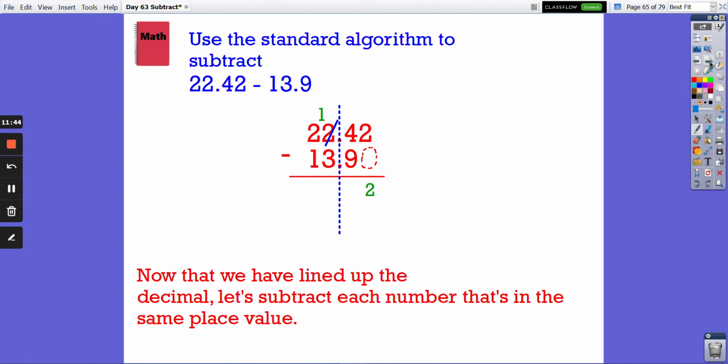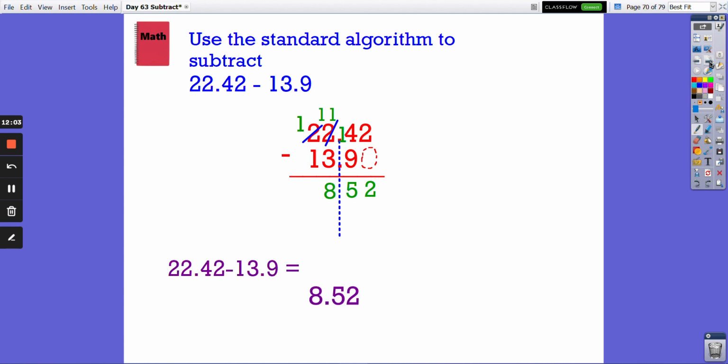That 2 becomes a 1, and that 4 becomes a 14. 14 minus 9 gives us 5. 1 minus 3, we can't do that, so we need to regroup again. The 2 in the tens place becomes 1. The 1 in the ones place becomes 11. 11 minus 3 gives us 8. And 1 minus 1 gives us nothing. So we end up with 8 and 52 hundredths as our final answer, the difference between these two numbers.